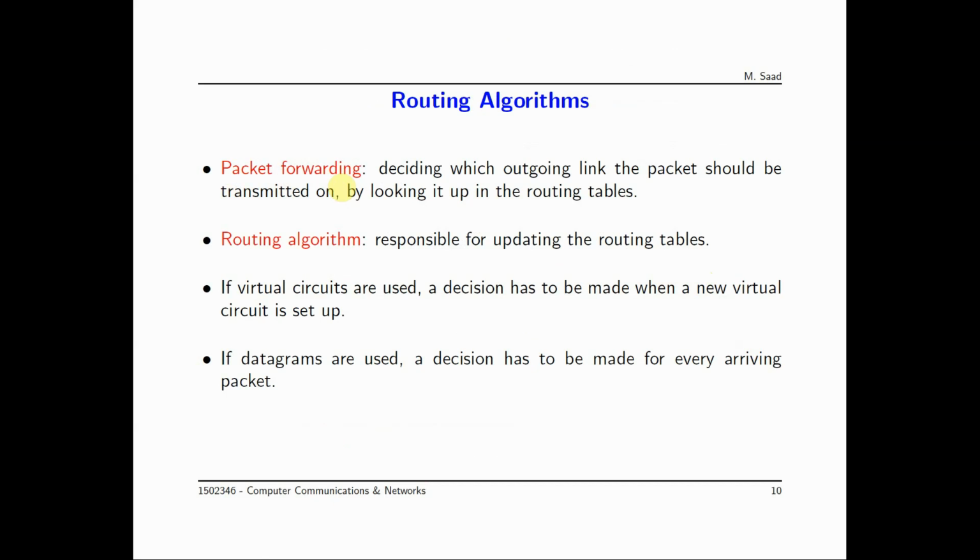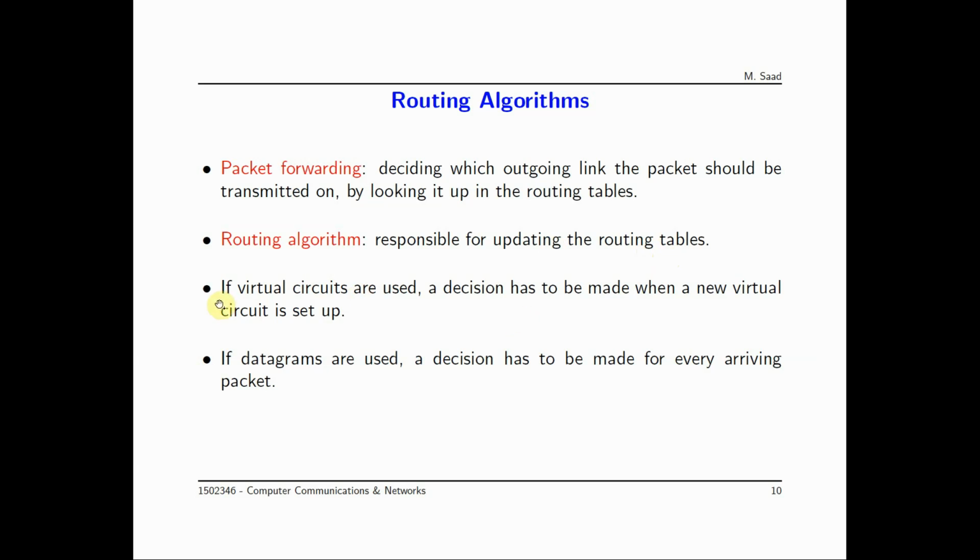This is what we call packet forwarding, using of the routing table so that the router decides how to forward the packet. Now, a routing algorithm is really responsible for updating the routing tables. How do the routers come up with these tables in the first place? How do the routers come up with these tables so that they reflect the best paths or the optimal paths in the network in the first place? And how are these tables updated periodically so that we keep track of the best paths as these paths change according to the network conditions? This is what we call a routing algorithm.